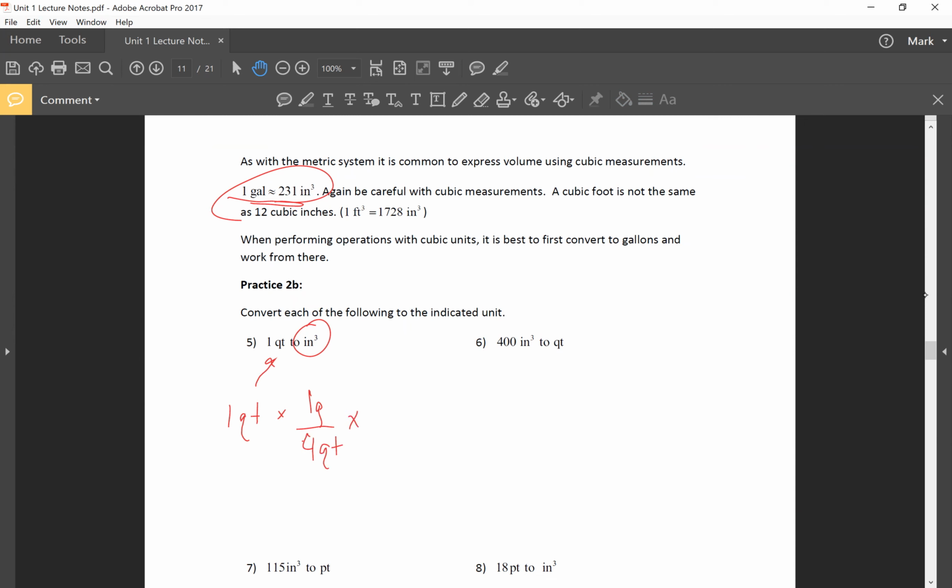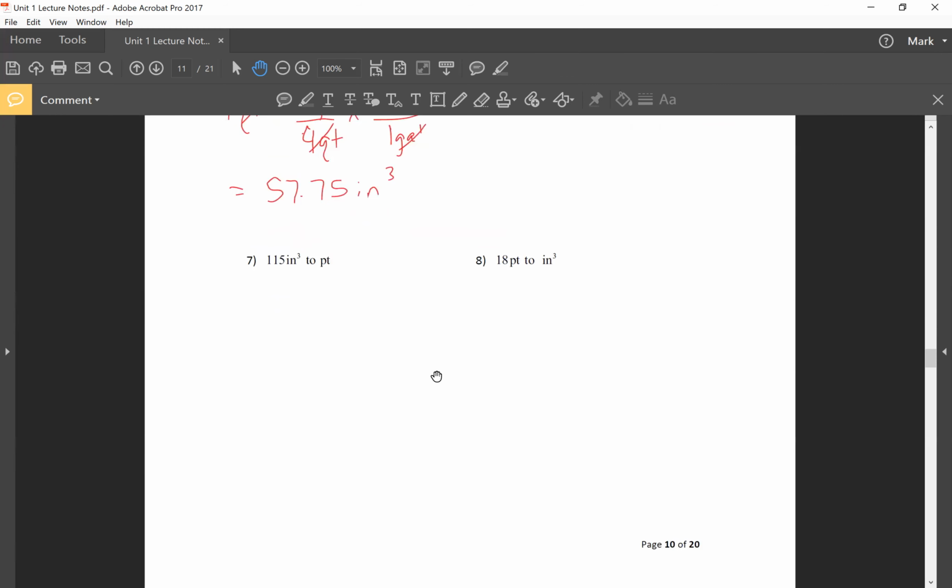Then I converted it to inches. For the people who were with me a minute ago, I didn't do it all in one step. I did it in 2, but this is the same thing. And we would end up getting 57.75 inches cubed. All right, number 7, and then you guys can practice.